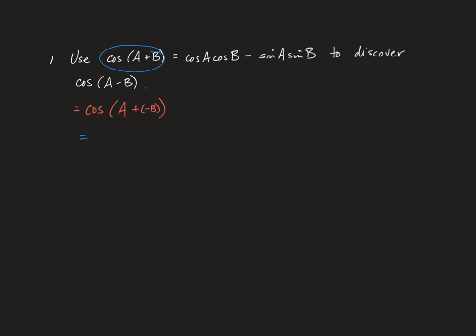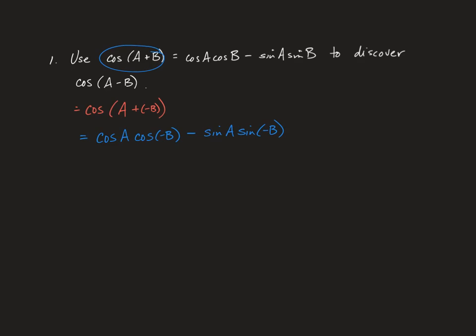Well, that says that cos A plus negative B would be cos of the first angle times cos of the second angle, with a subtraction in between, sine of the first angle, sine of the second angle. So there is me using the given identity to break down my red identity, my red angle.